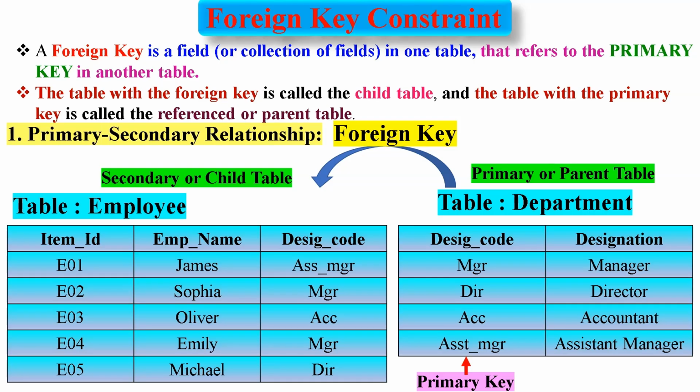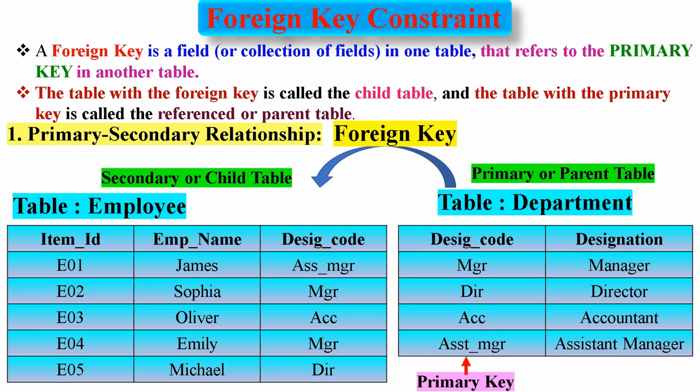Let's see the primary-secondary relationship. A foreign key creates a primary-secondary relationship between 2 tables. The table containing the foreign key is considered the secondary or child table, and the table to which it refers is the primary or parent table. Now, look at the tables. You have the department table on the right side of the screen, which is the primary or parent table, and the employee table on the left-hand side is the secondary or child table.